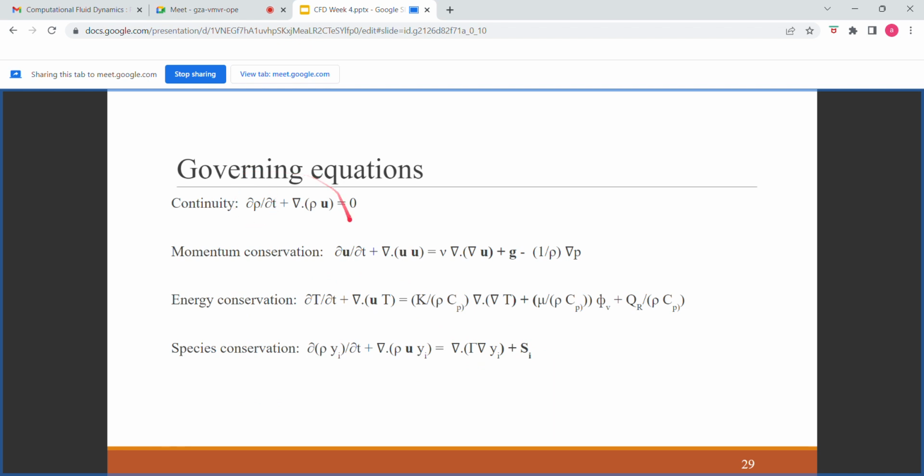Here rho is the mixture density, u is the velocity of the flowing fluid, nu is the kinematic viscosity, g is the gravitational force, p is the pressure, and T is the temperature of the system. k is the thermal conductivity, cp is the specific heat capacity, mu is the viscosity, and phi v is the viscous dissipation term that we saw earlier, which could be neglected for low or inviscid flows. QR is the heat generated or depleted in the system, depending on the system. yi is the mass fraction of the species, gamma is the diffusion term for mass conservation, and Si is the rate of formation of the species. So these are all the governing equations.